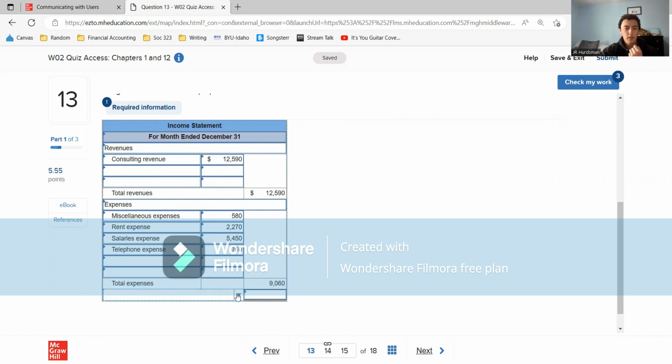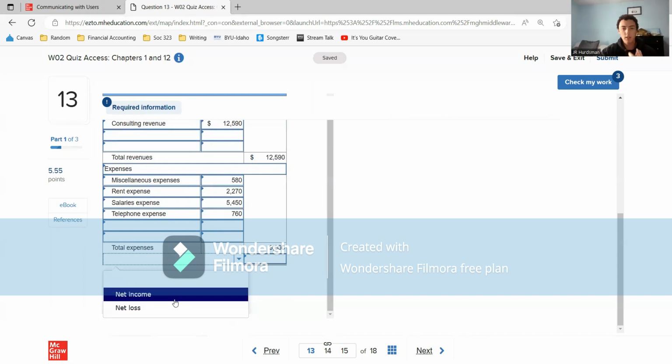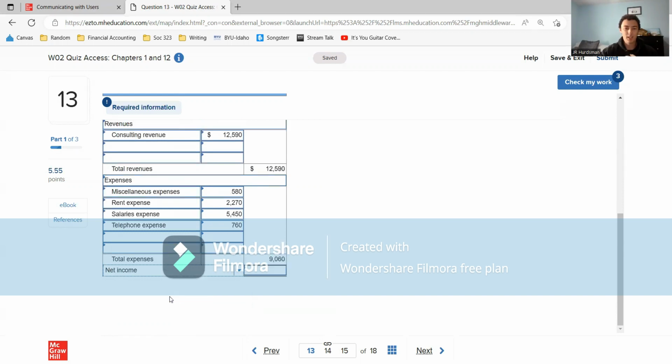All right. So your revenues and expenses added up give you your net income. You come down here and ask, is it net income or net loss? The difference is that net income is when your revenue is higher than your expenses, and net loss is when your expenses are greater than your revenue. 12,590 is definitely way bigger than 9,060, so we're going to go with net income. And then we're going to put in the difference right there.